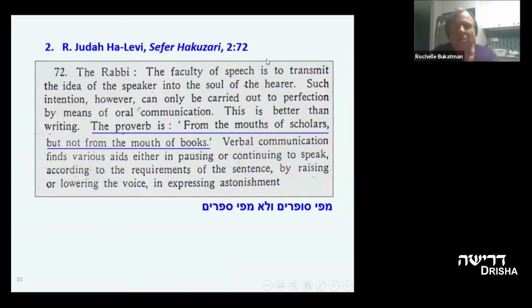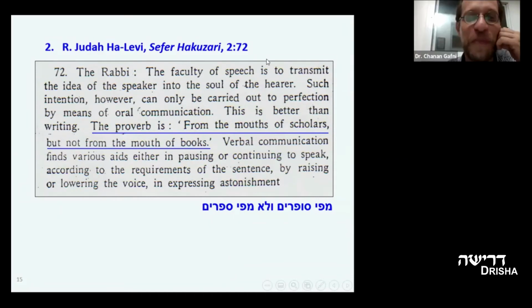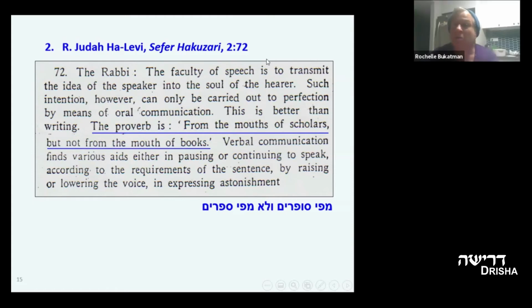The faculty of speech is to transmit the idea of the speaker into the soul of the hearer. Such intention, however, can only be carried out to perfection by means of oral communication. This is better than writing. The proverb is, from the mouths of scholars, but not from the mouth of books. Verbal communication finds various aids either in pausing or continuing to speak according to the requirements of the sentence, by raising or lowering the voice, in expressing astonishment.